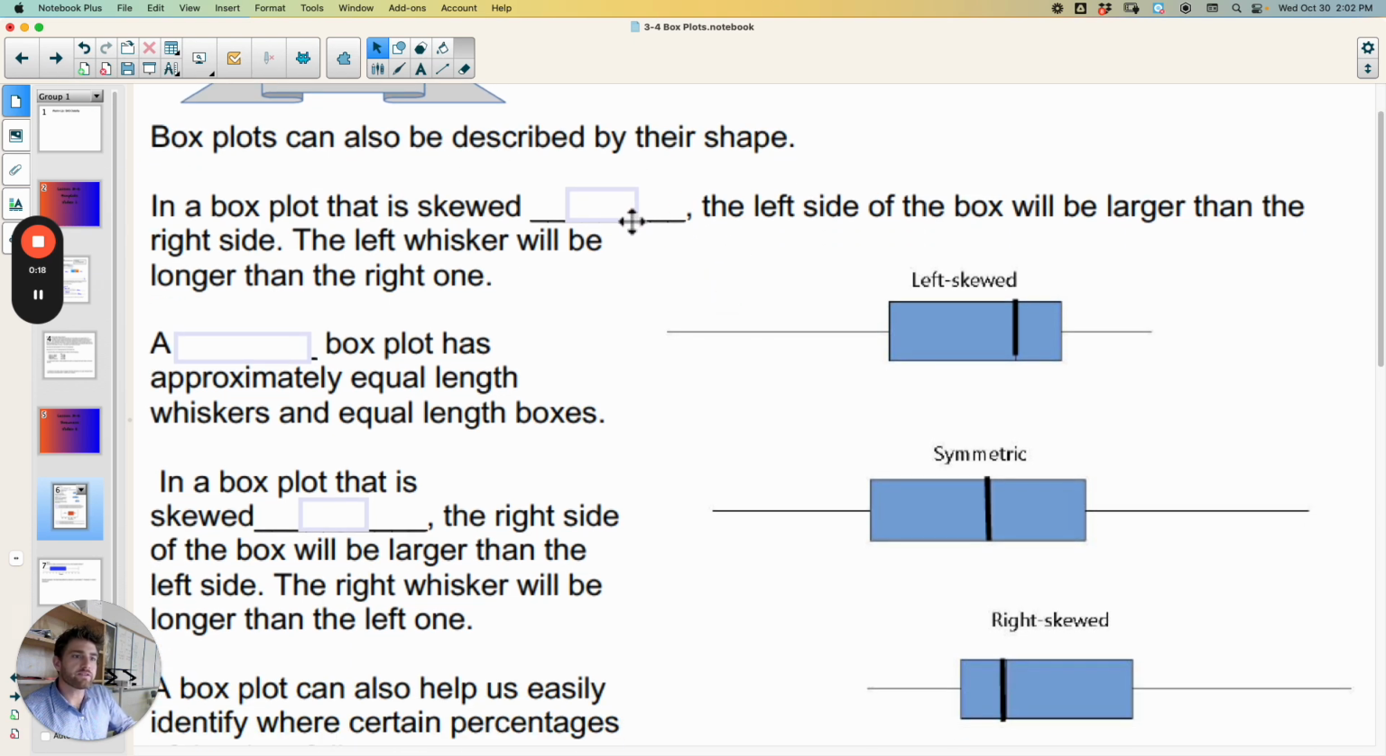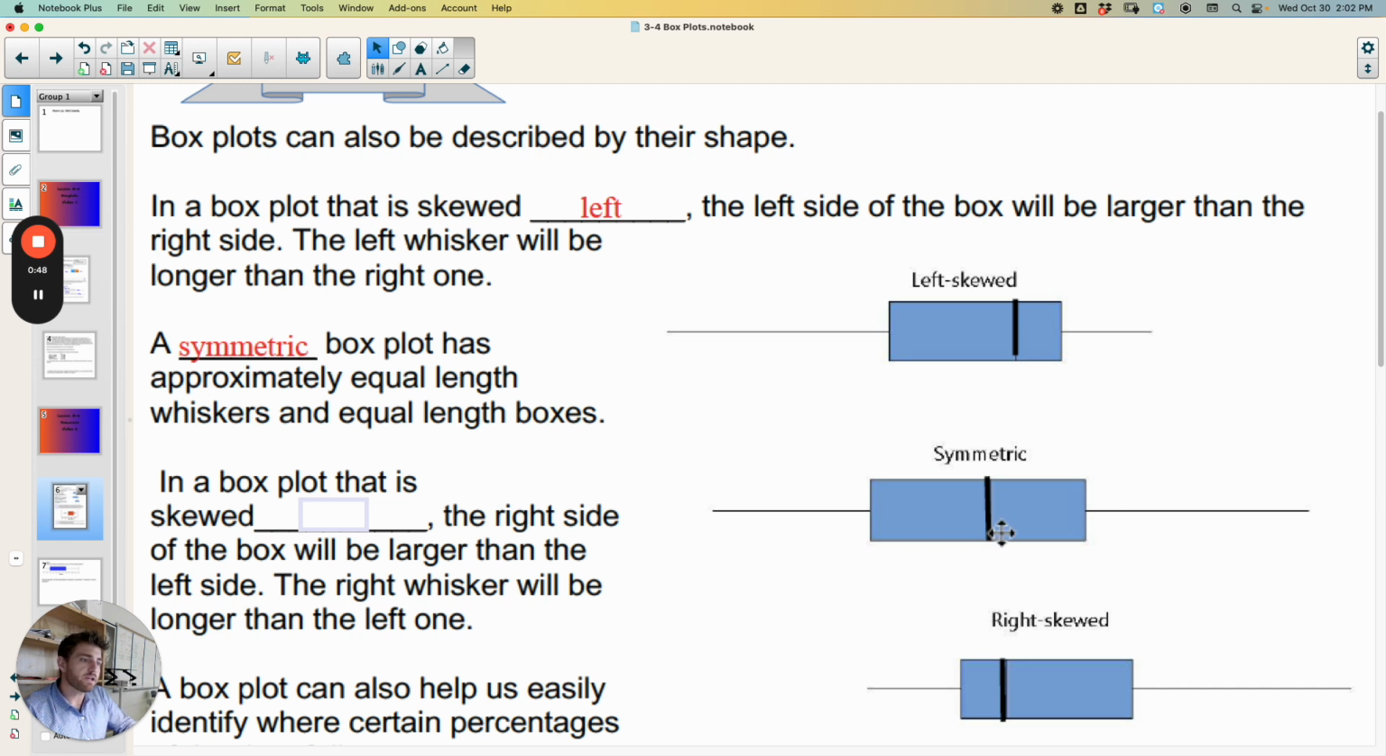First thing that we need to talk about is what a skewed left box plot looks like. This is where you have a box plot that is skewed to the left, where you can see that you have a longer whisker here and a longer box than the right side. So this is skewed to the left. Remember, 25% of your data, 25%, 25%, 25%. So the wider whisker and the wider box is going to show you that your data is more spread out.